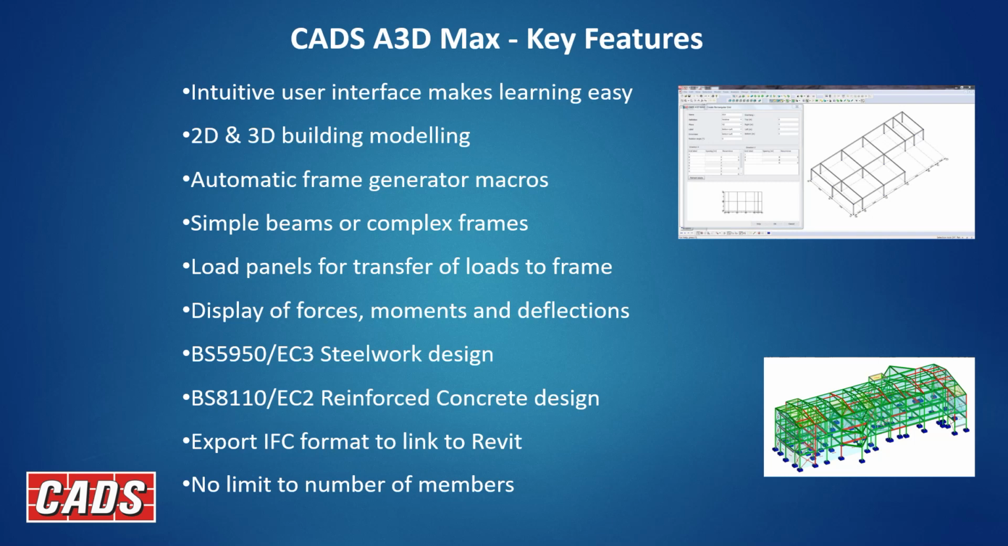We've also got load panels. These panels can be rigid or non-rigid. They provide, therefore, a way of restraining panels rather than cross-bracing of old. And they also will allow you to transfer loads from the panels to the frame. They can be wind loads or they could be floor loads. And these loads can be either point loads, line loads, patch loads, or indeed uniform loads.